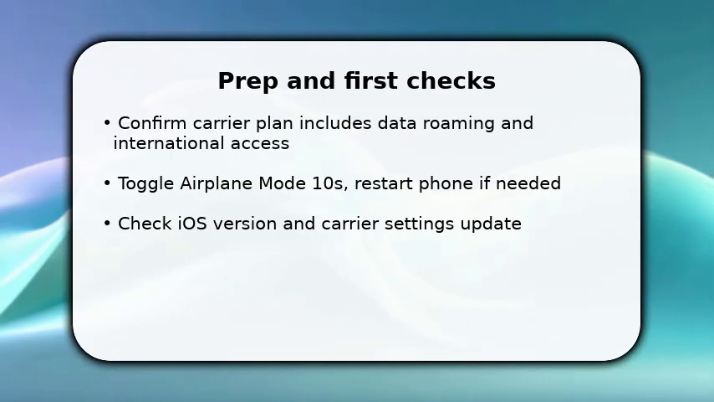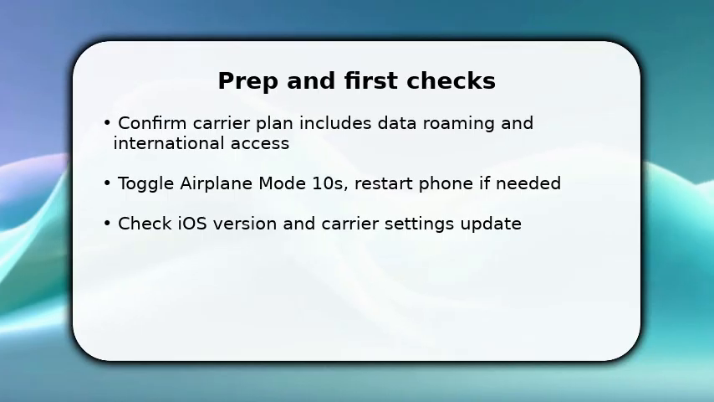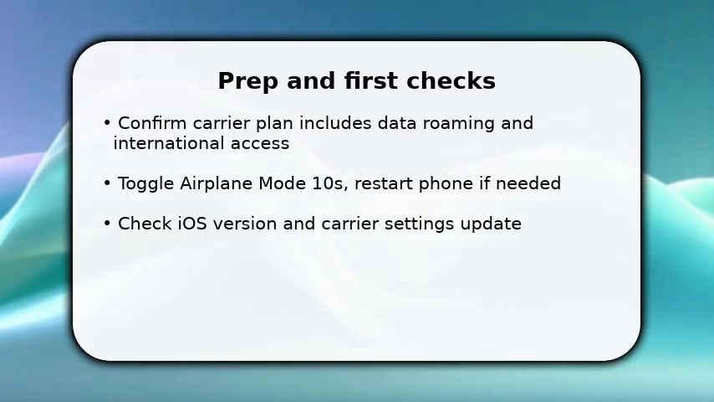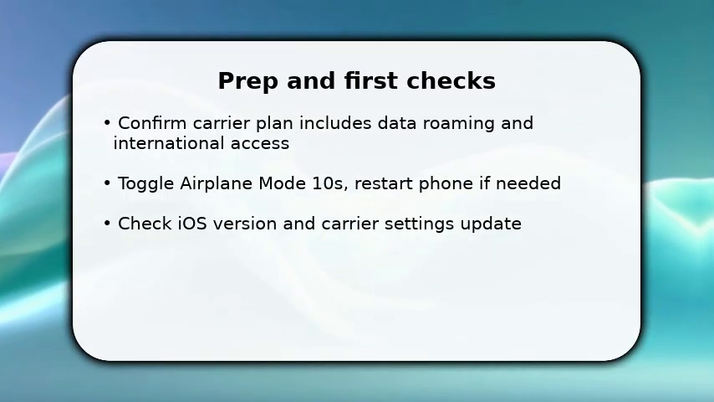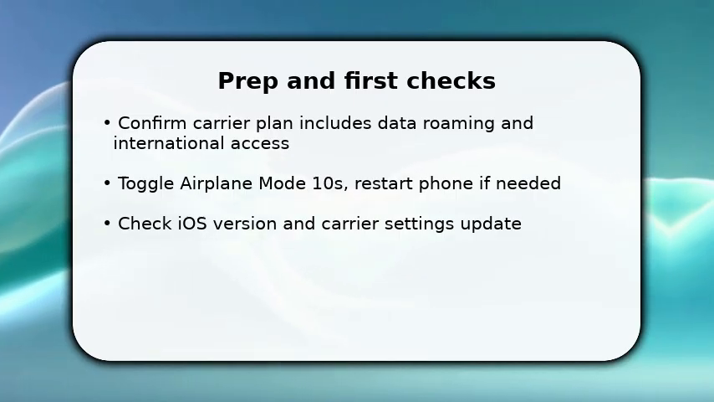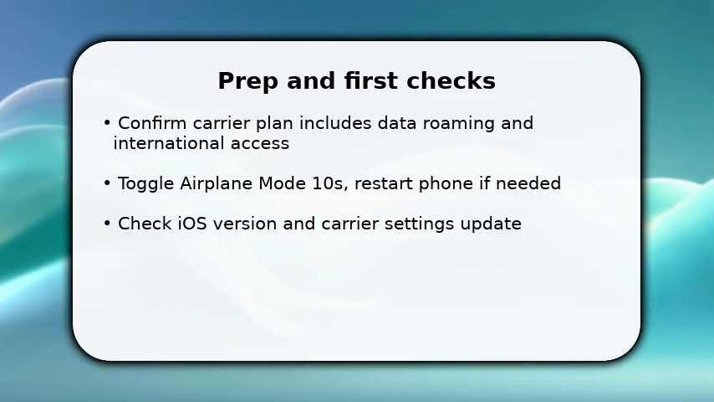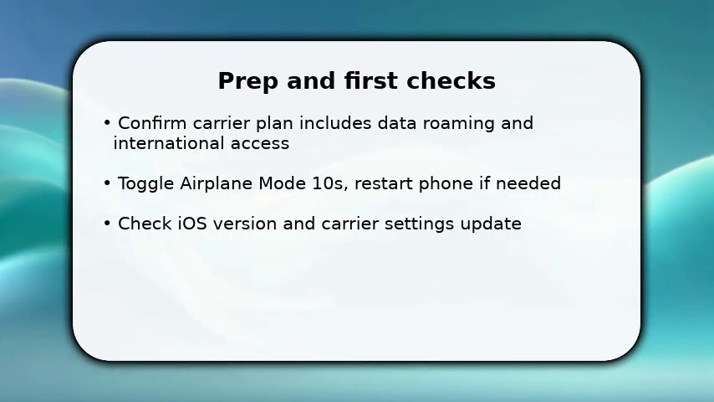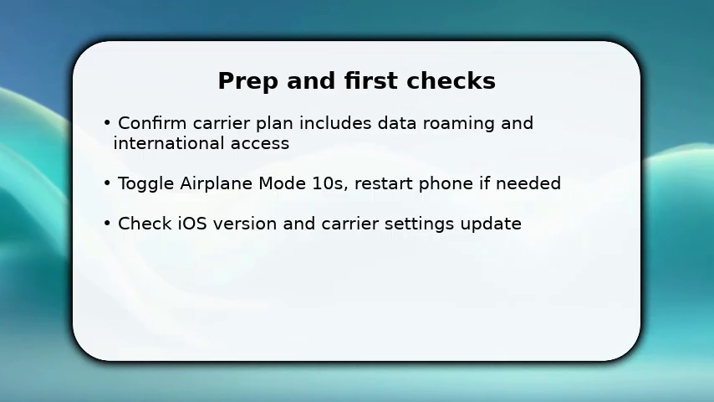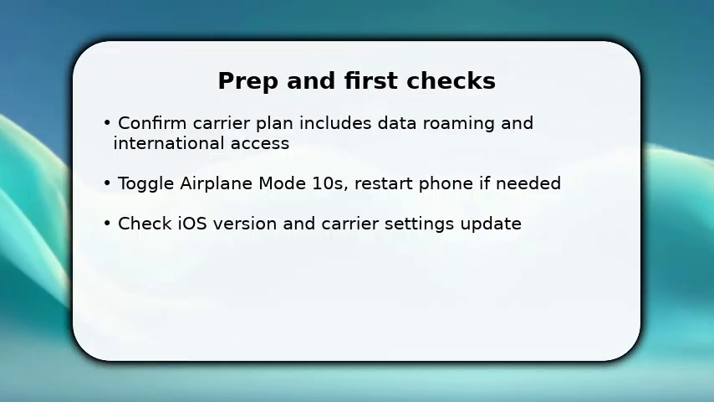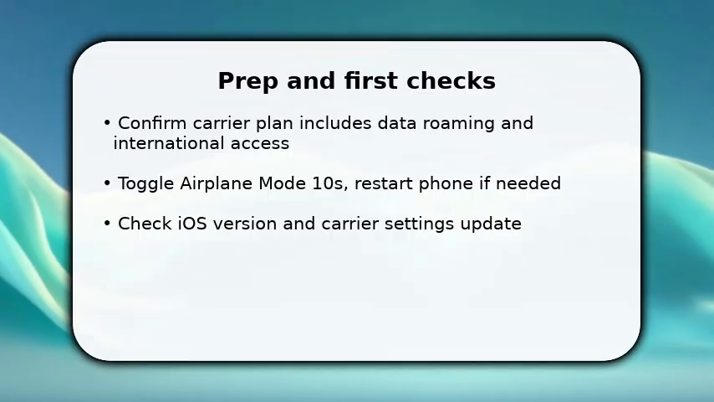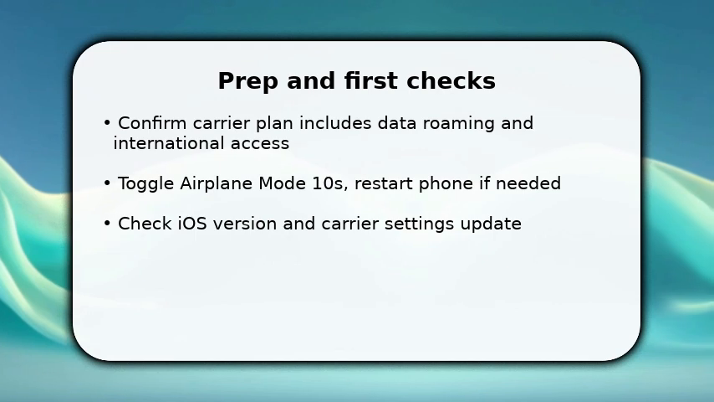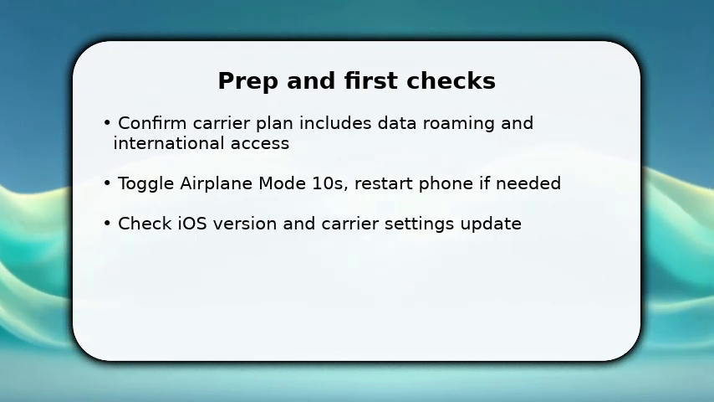You'll start by confirming the essentials. Make sure your carrier plan actually includes data roaming and that your account has no blocks. Once done, toggle airplane mode for about 10 seconds and restart the iPhone to refresh radios. Next, open Settings, General, About to force any carrier settings update. If a prompt appears, install it. Doing these quick checks fixes many issues because they reset network state and apply provider fixes without changing deeper settings.